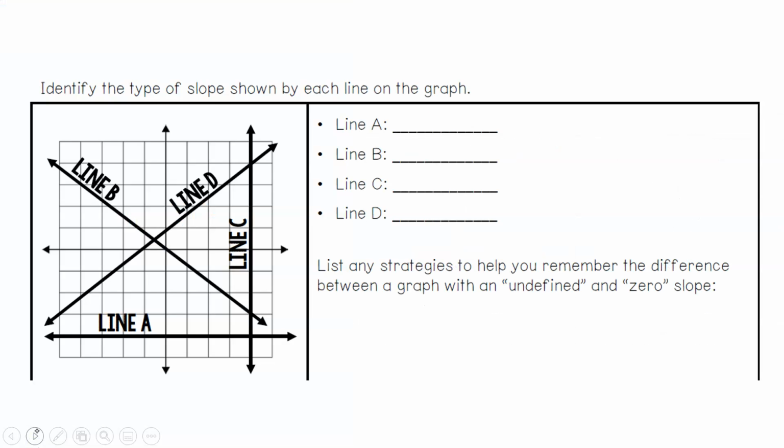So let's look at this picture and let's identify all of these. So line A right here, that would be zero slope. Line B, this one, goes downward like a ski slope, so this is negative. Line C, vertical line, is undefined. And line D goes up like a mountain, so that's positive.